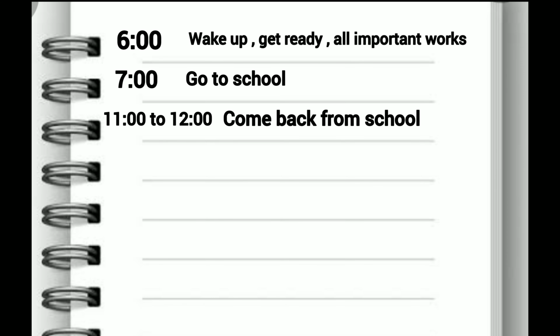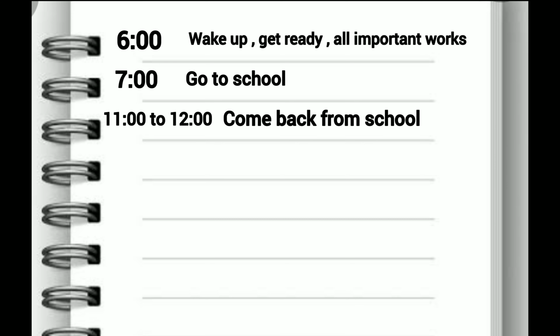Now the next point is coming back from school. It means there is a different time of arriving from school that I already told you, 11 o'clock or 12 o'clock. If you have the timing of 11 o'clock, so you can do whatever you want to do in 1 hour. That time is free time for you. Okay, for example, for refreshing yourself after coming from school. This 1 hour, you always need to give 1 hour to refresh yourself.